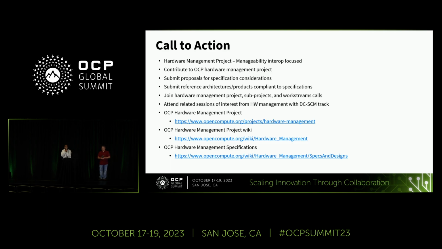Through that, you can see we cover this whole spectrum from the OCP platform hardware management. So I really encourage everybody to look into what we have done so far. Provide us feedback, submit proposals. There are new work streams coming up. If you have some ideas you want to contribute, join the specific sub-project or project calls, or work stream calls, and then contribute. And here are some links that you can look at.